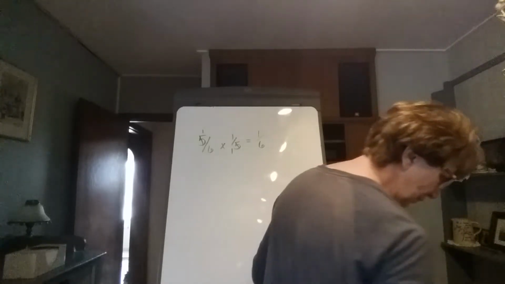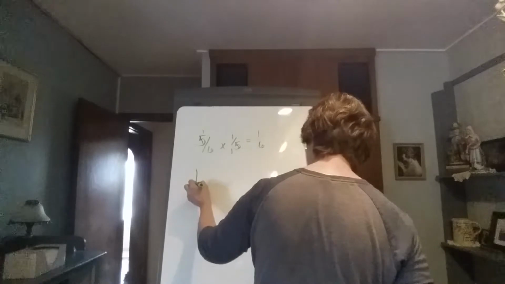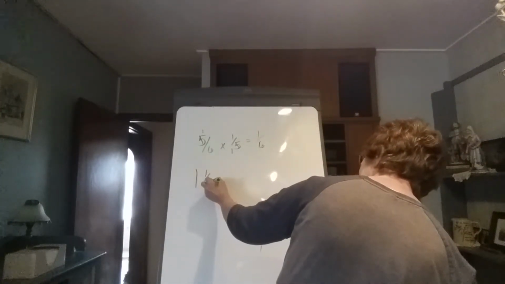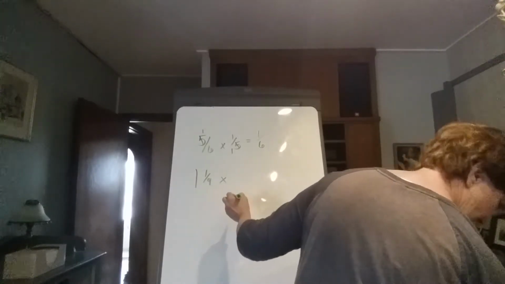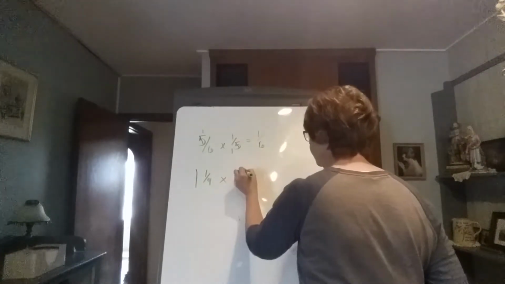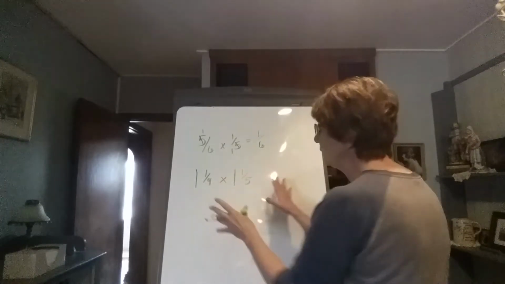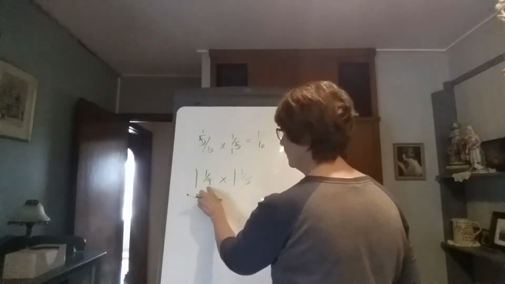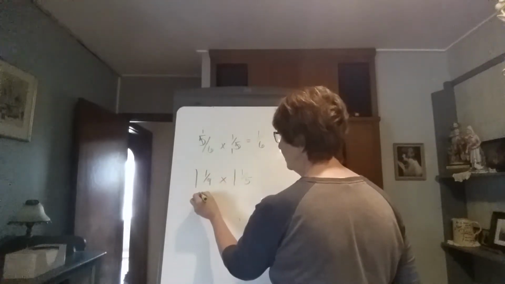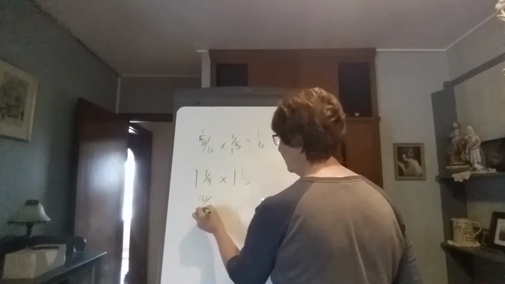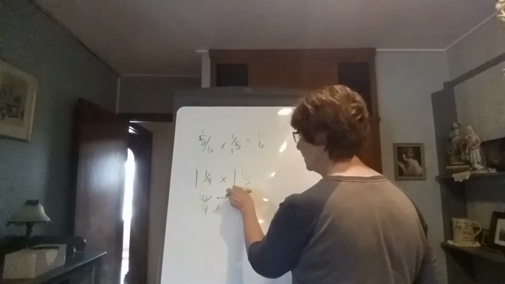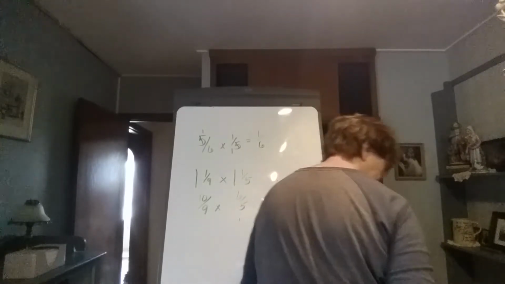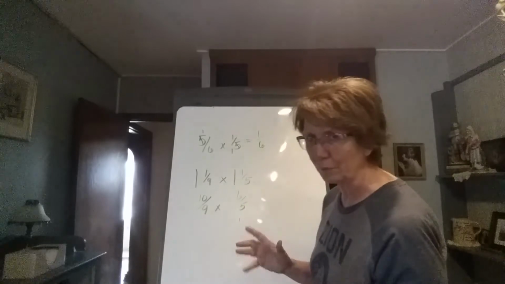Let's go to example 2, and it gets a little more complicated. You have a mixed number. 1 and 1/9 times 1 and 1/5. Now you know you can't do that. You have to make it into an improper fraction. So 9 times 1 plus 1 is 10 over 9 times 5 times 1 is 5 plus 1 is 6 over 5. Now you guys, this is really where it gets fun.